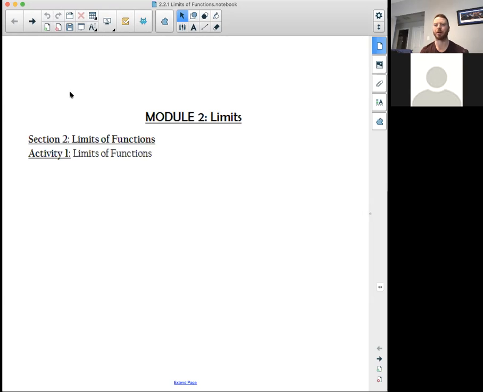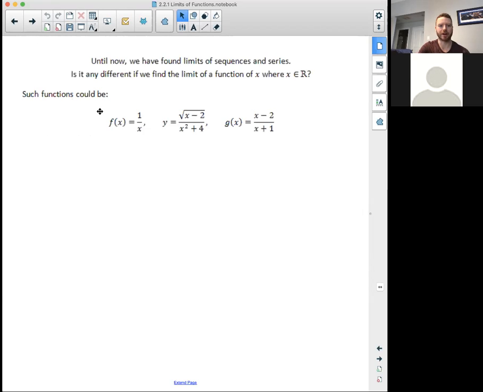Remember, for the limits of series and sequences we were just looking at natural numbers, so when it is above 0 and positive, so 0 to infinity essentially. But now we're going to look at algebraic functions. Here are some examples up here: 1 over x, the root of x minus 2 over x squared plus 4, and g of x is equal to x minus 2 over x plus 1.